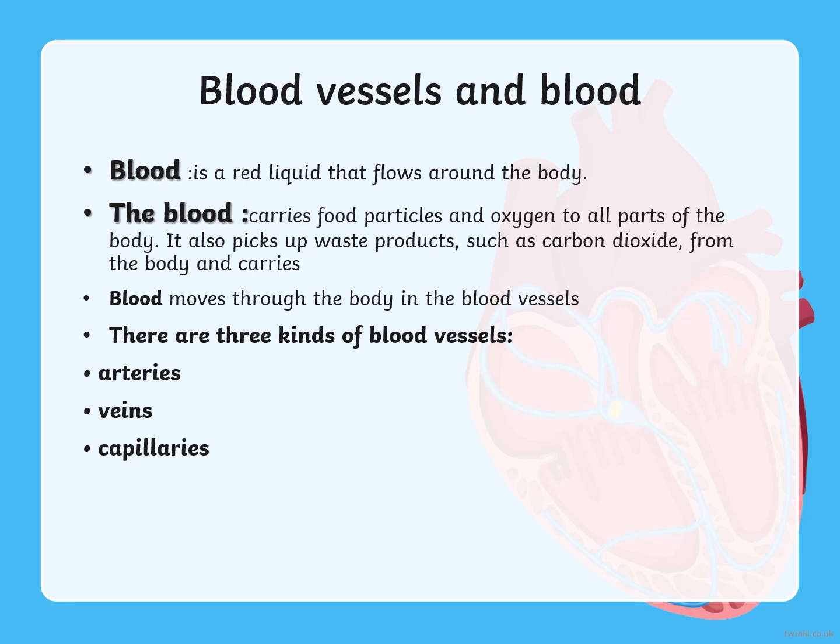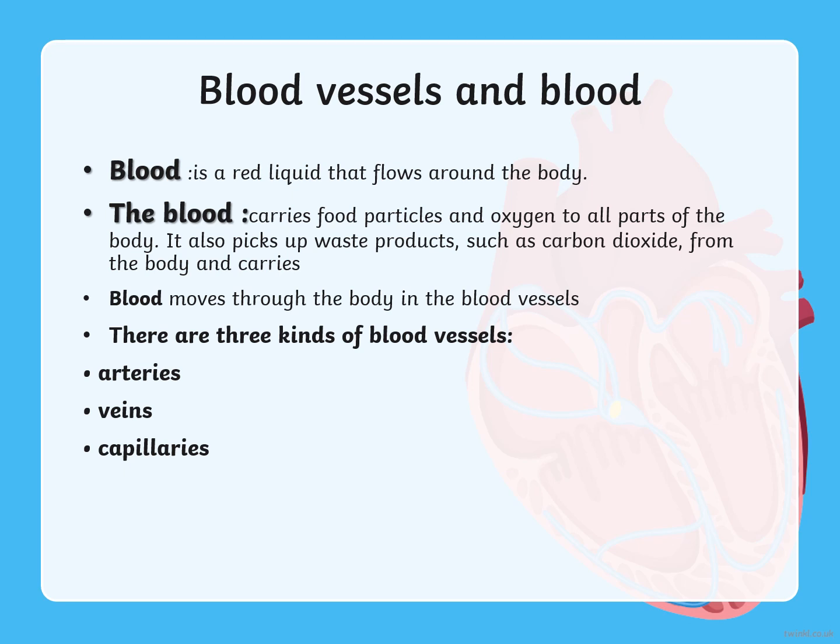The blood carries the food and the oxygen that give us energy and nutrients, and it also filters the waste, such as CO2 or carbon dioxide, that we get rid of through the lungs. Okay, the blood moves through the body in the blood vessels.